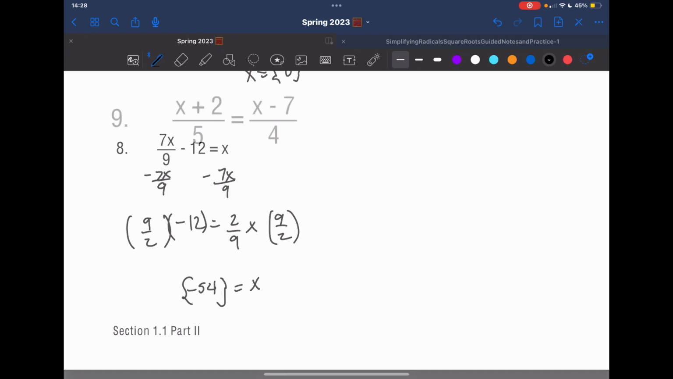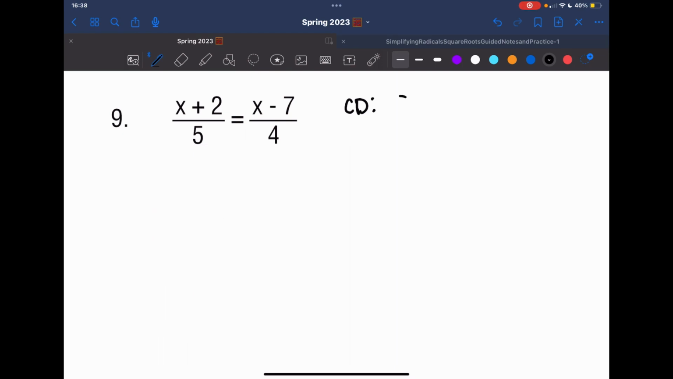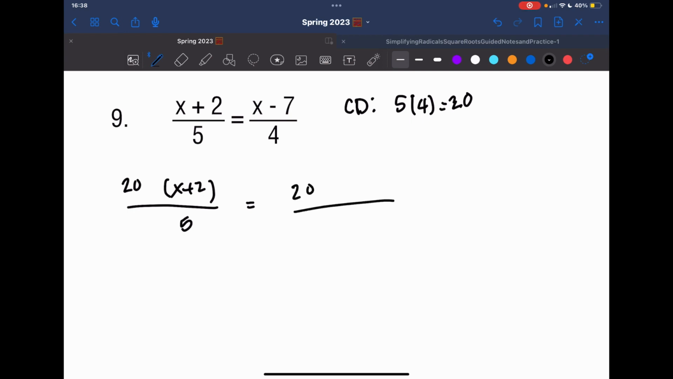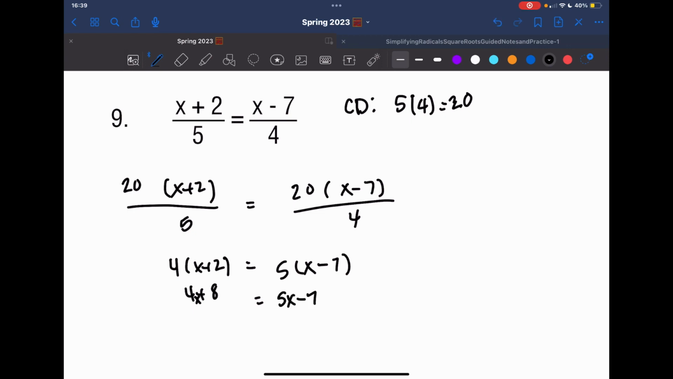And that's your solution. For the common denominator, you're just going to multiply all the denominators, so it's 5 times 4, and that's going to be 20. So it's going to be 20 over x plus 2 divided by 5 equals 20 over x minus 7 divided by 4. So you have 4x plus 2 equals 5x minus 7. 4x plus 8 equals 5x minus 7, or minus 35.